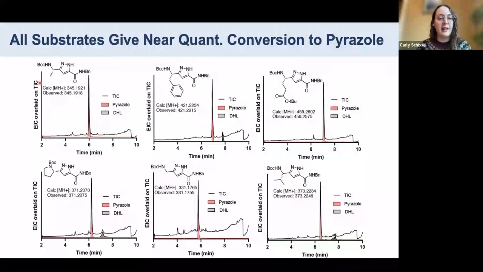So here I'm showing you again LCMS traces where the black line is the total ion chromatogram. And then the pink peak corresponds to the product and gray corresponds to the starting material. And so we can see that all substrates give near quantitative conversion to the pyrazole, and especially those substrates which have smaller N-terminal side chains, so alanine, glycine, and then this is still a singly substituted glutamate. These show full conversion, so no more starting material observed.